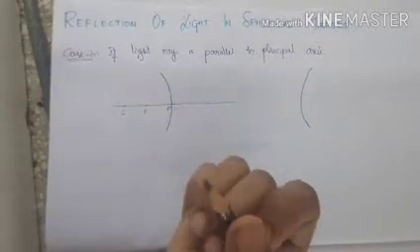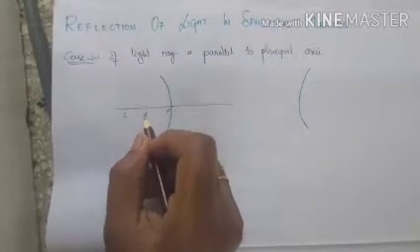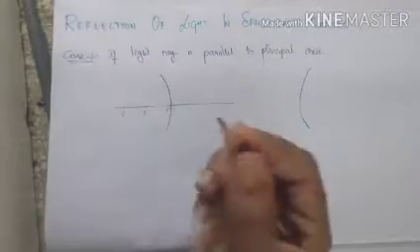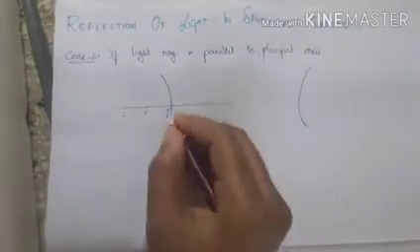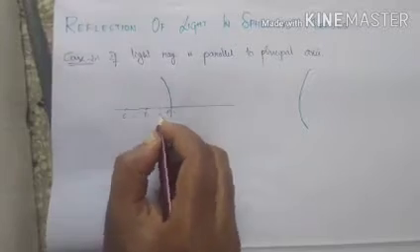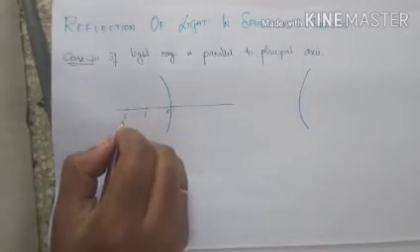I have already told where the focal point or the principal focus lies for concave and convex mirrors. If you have some doubts, just go through those videos. Focus, pole, this is the principal axis and this is the center of curvature.